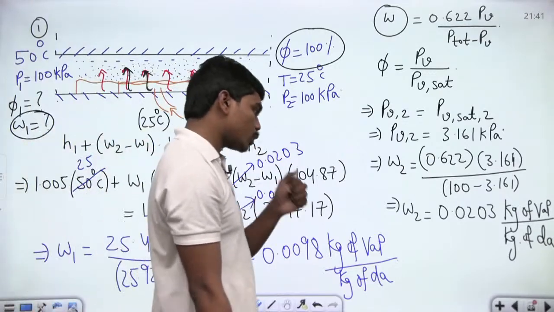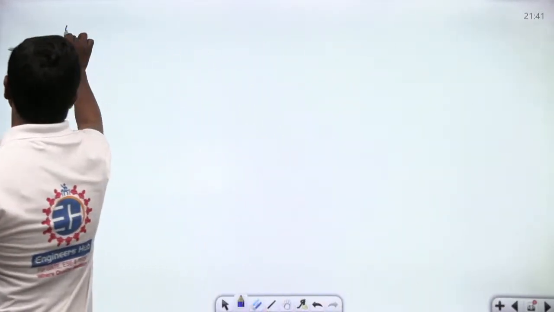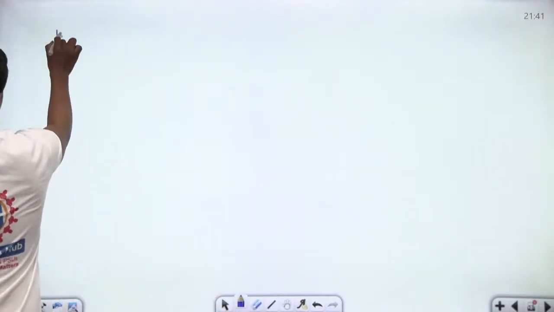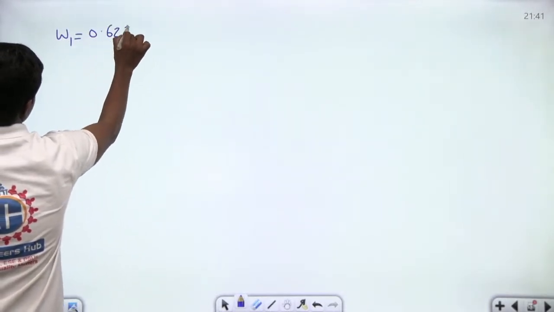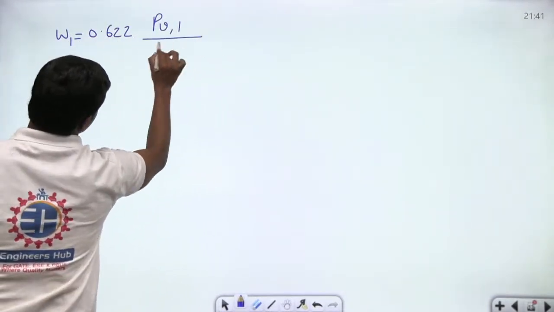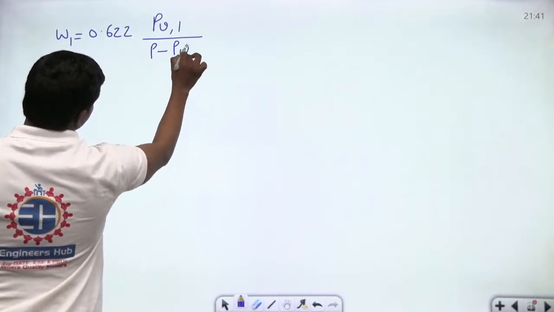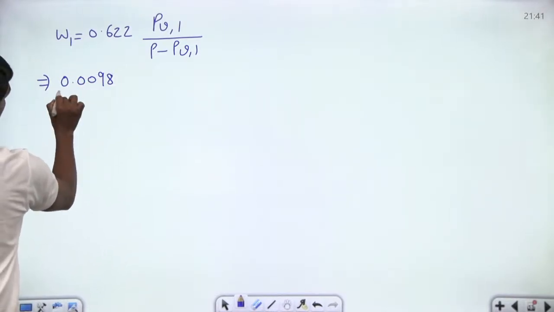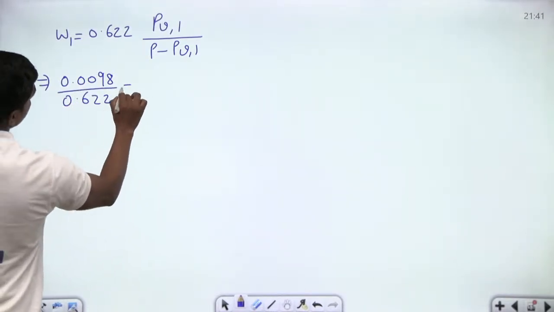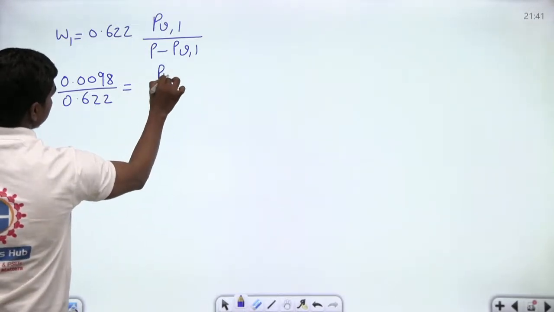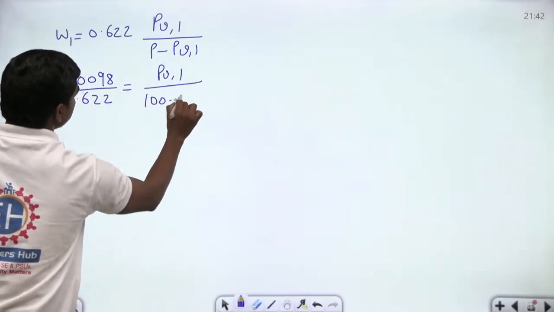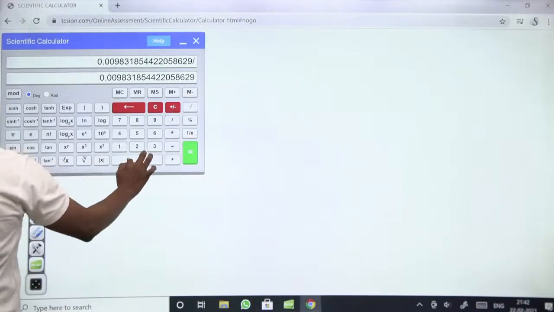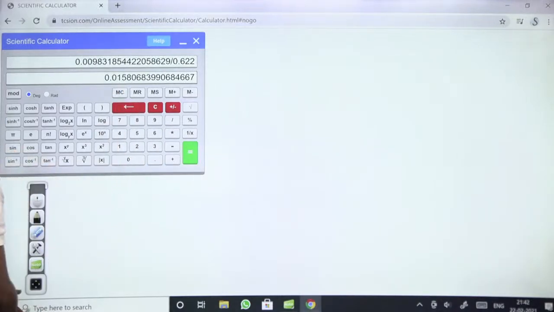So if omega 1 is known to us, then what can we write? Omega 1 is equal to, again, 0.622 times the vapor pressure of water at state 1 divided by P minus PV1 at state 1. So this implies your omega 1, which is 0.0098, divided by 0.622 is equal to, this is 100, so PV at state 1 divided by 100 minus PV1. This is what we can write. So definitely, calculate this value divided by 0.622.